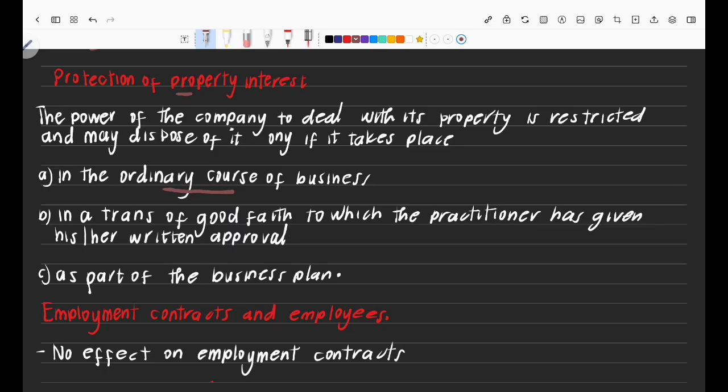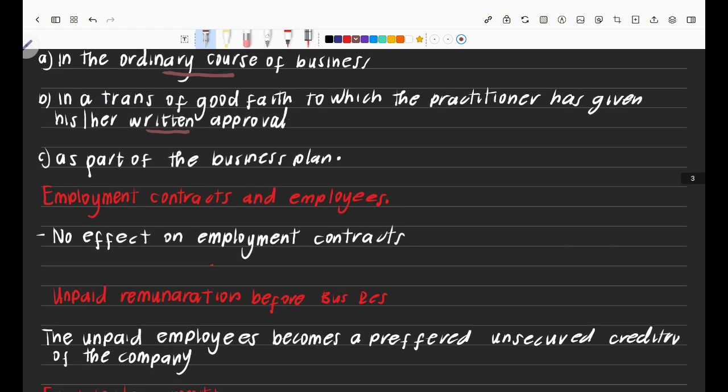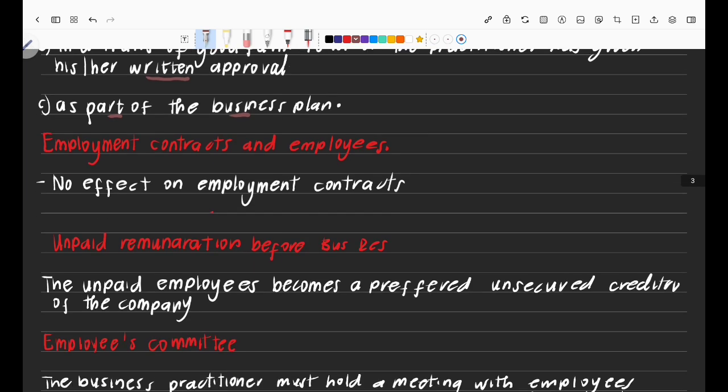And if it occurs in a transaction in good faith to which the practitioner has given his or her written approval. So if the business is selling this property due to some good faith reason, not because they want to benefit, and the practitioner must have given their written approval. Remember we said we remove the power from the management to the practitioner. So whatever you have to do, you have to go through the practitioner and they need to give their written consent. Or this property is being sold as part of the business rescue plan.